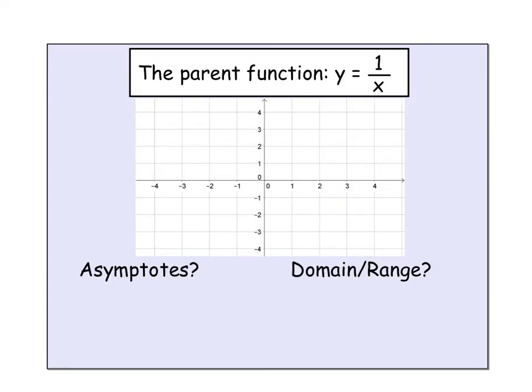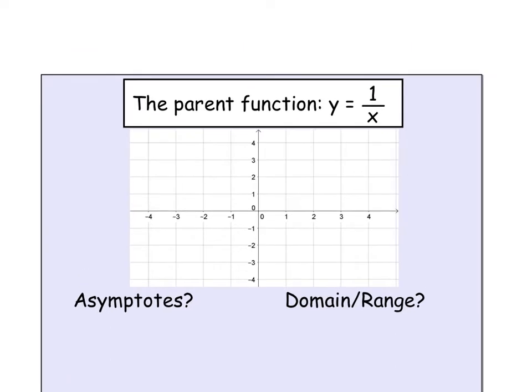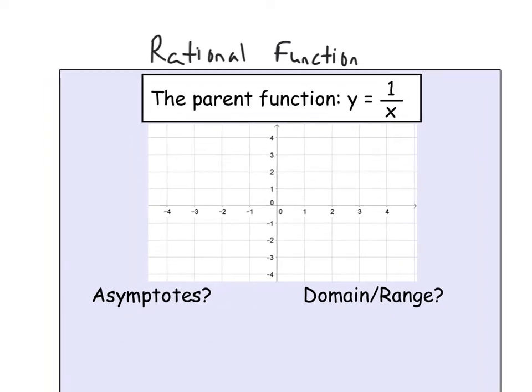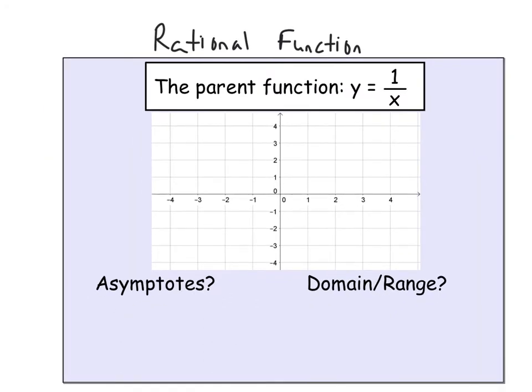All right, so let's take a look. This is the basic parent function for this whole family, which is called rational functions. The parent function is always the simplest case. There are no transformations. It's just a basic, straight up example. So for rational functions, the parent function is 1 over x. The thing that makes it a rational function is that the x is in the denominator, so this is as basic as it can possibly get.